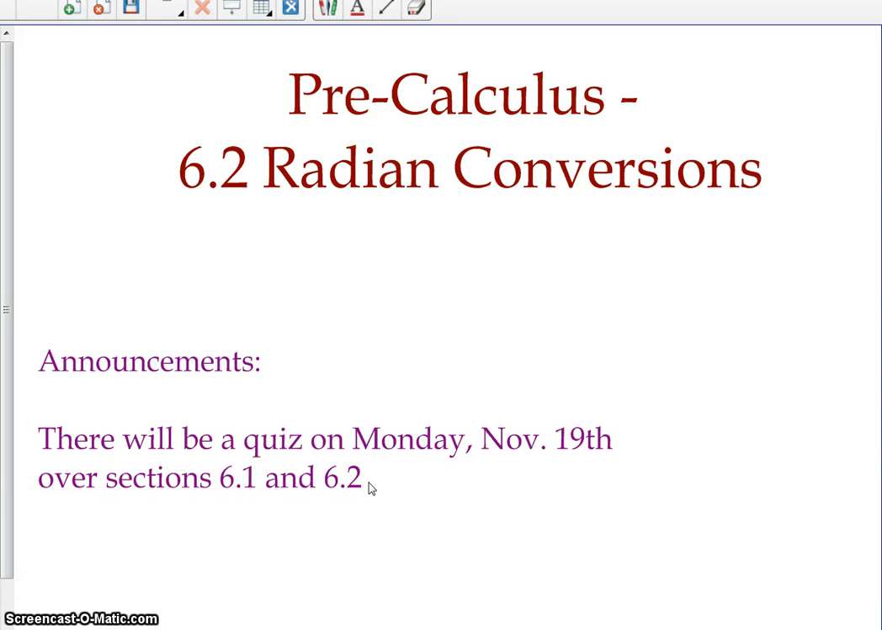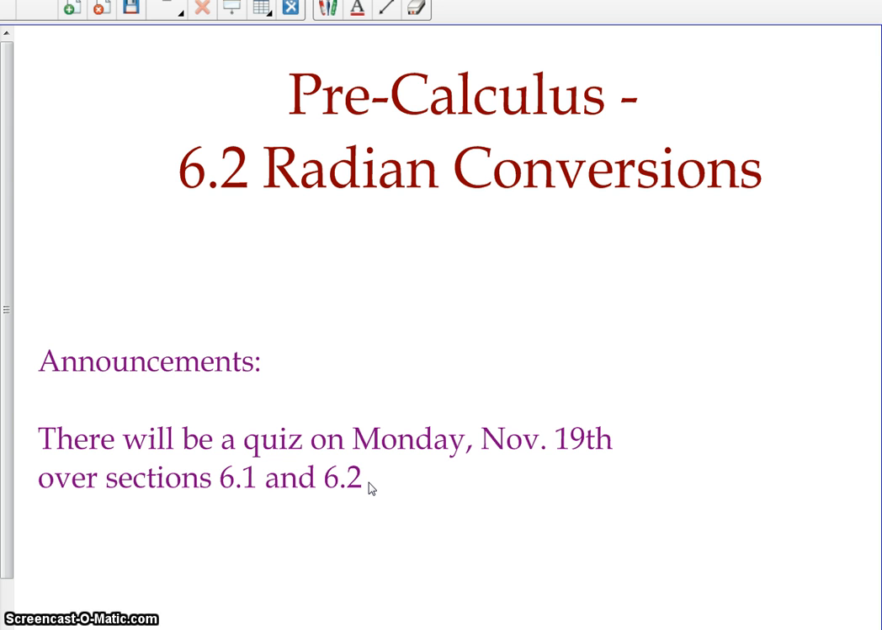Okay, so today we're going to move on to section 6.2, which is on radian conversions. Hopefully after 6.1 you're really comfortable with what a radian is. You know what, I said comfortable? You're not supposed to be 100% comfortable just yet. You will be, hopefully, by the end of this chapter. But you're getting better at it, is what I'm hoping, with the radians by this point.